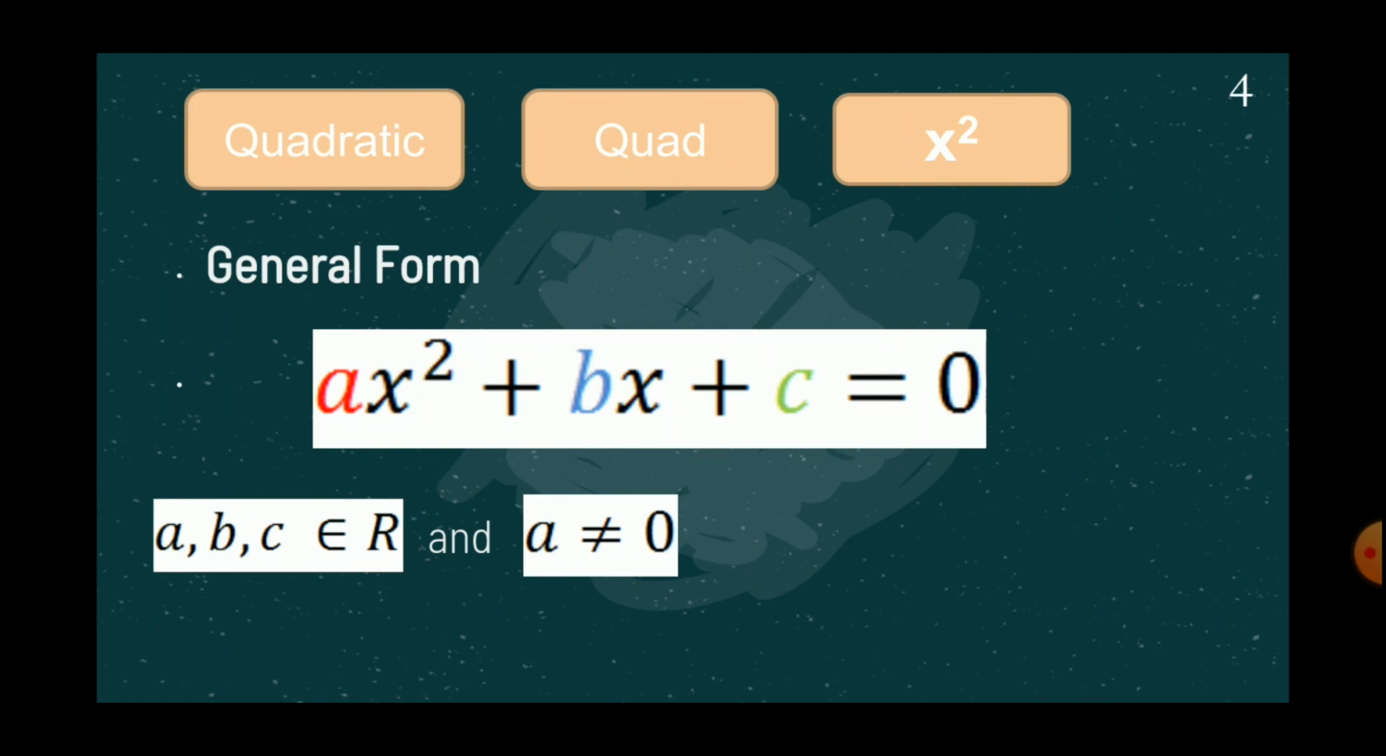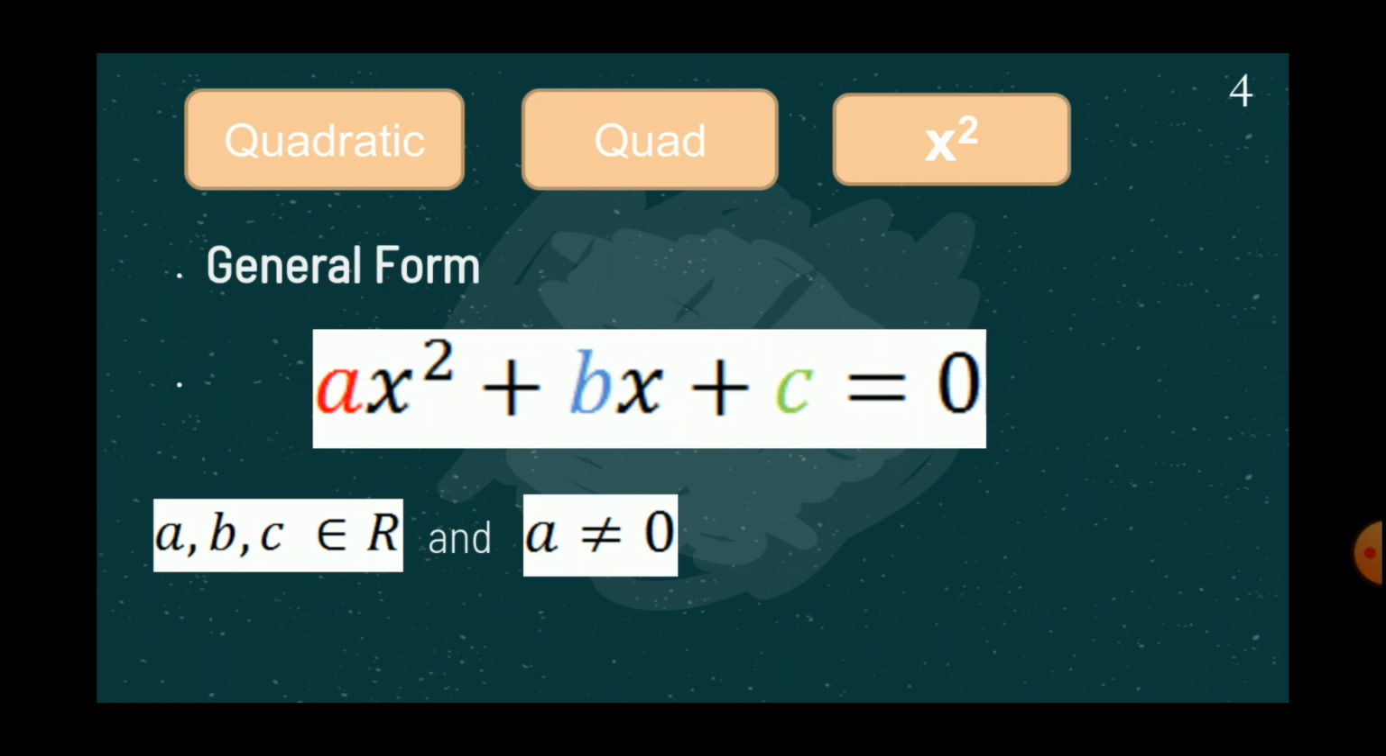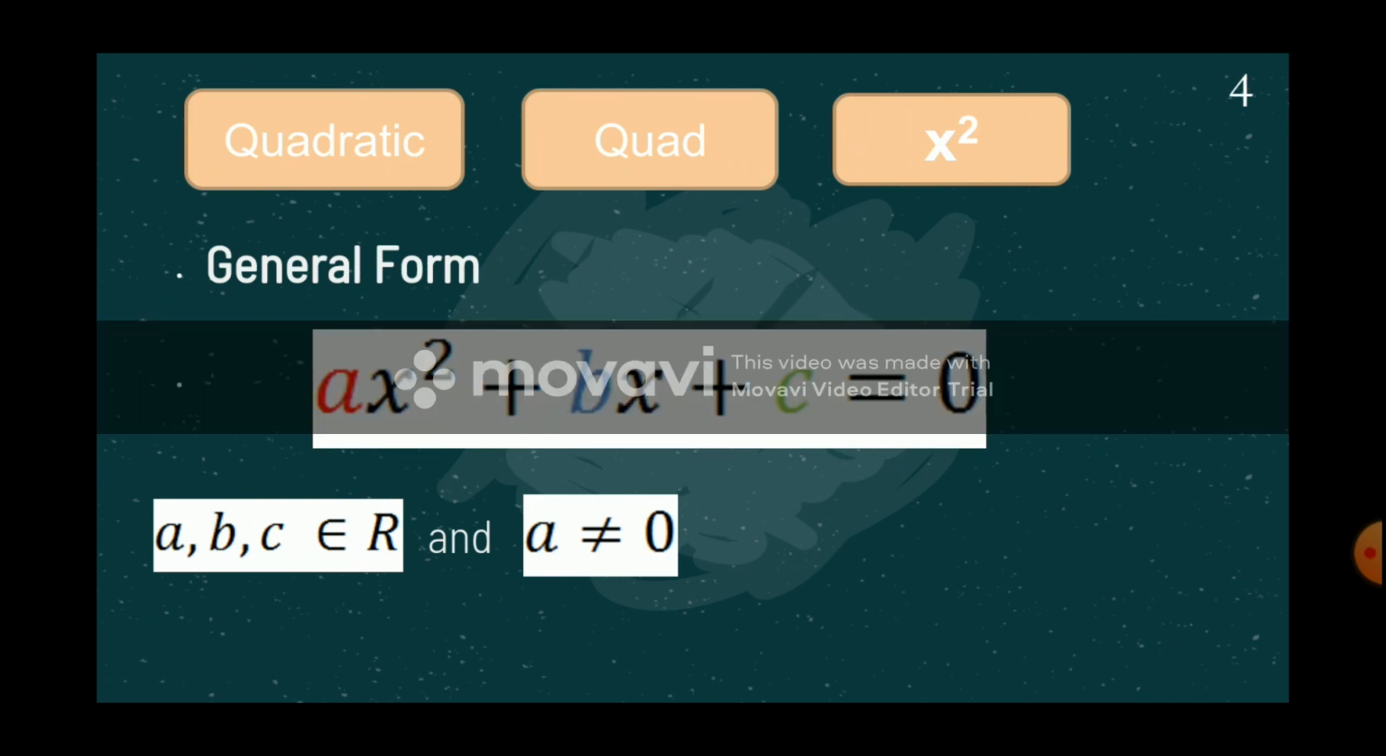The name quadratics comes from quad, meaning square, because the variable gets squared, like x squared. The general form of a quadratic equation looks like this: ax squared plus bx plus c equals 0, where a, b, and c are elements of real numbers, and a is not equal to 0. x is the variable.